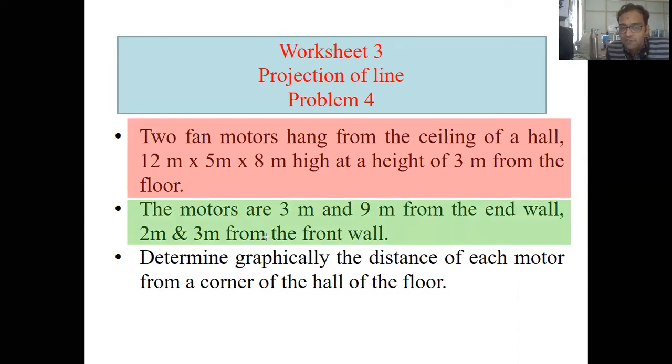Now we are aware that a floor is going to have four corners. So here we are representing one of the corners, which is at left front, and then we'll discuss the whole problem. Then you need to practice for the other corners if they are mentioned. So let us move ahead and solve this engineering graphics problem from worksheet number 3.